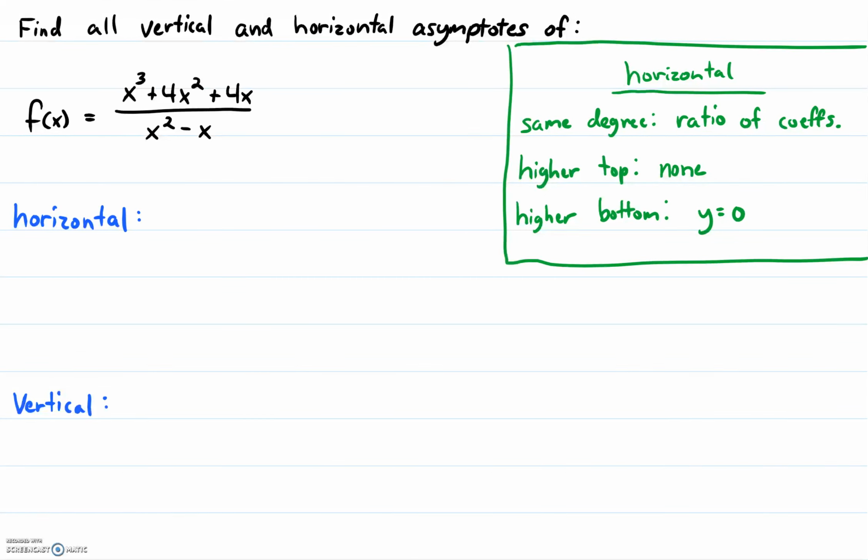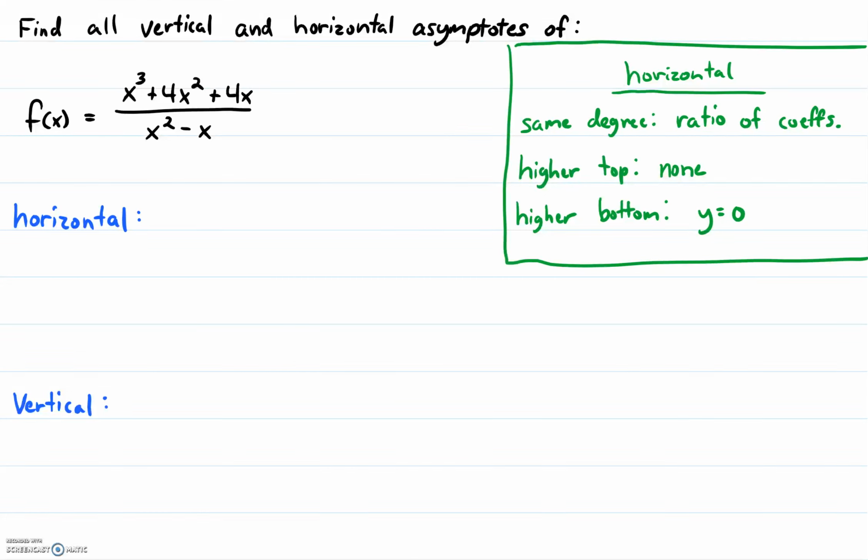Now, there are three cases that you want to be aware of when you're looking for a horizontal asymptote. Either you're going to have the same degree on top and bottom of your fraction, in which case it's going to be the ratio of the leading coefficients, or you may have a higher degree on top, in which case you're going to have no horizontal asymptote. And the third and final case is that you would have a higher degree in the denominator, in which case y equals 0 would be your horizontal asymptote.